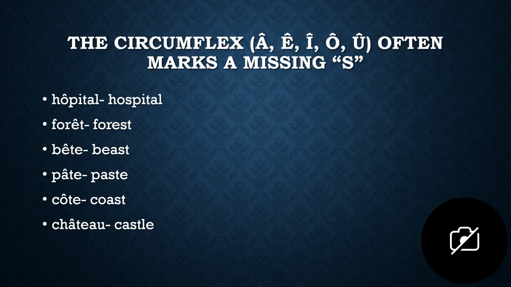So you have, like, hôpital in English is hospital. Forêt in English is forest. Bête in English is beast. Pâte in English is paste. Côte in English is coast. Château in English is castle. You have an interesting case with the word hôtel, which has a circumflex on it in French. Obviously, you have an English word hotel, but you also have an English word hostel, which would link in with that rule that I'm mentioning to you there.